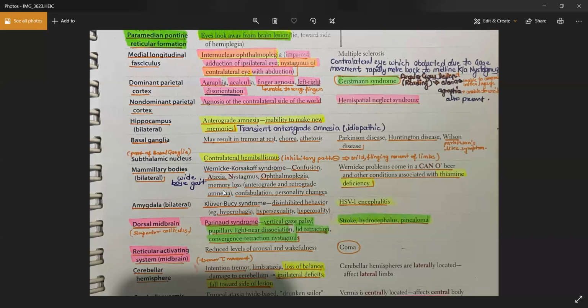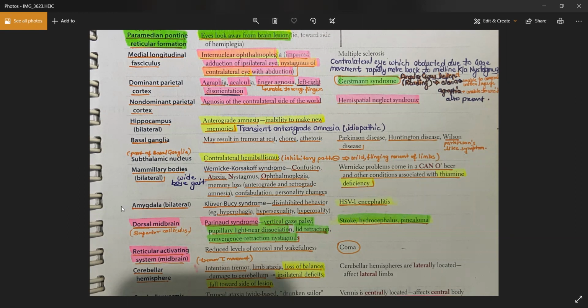And please note that the memory loss is always permanent. Patient will get the confabulation. They will try to make up stories to fill their memory gap, right? They will get the personality changes also, and that's all because of the thiamine deficiency.